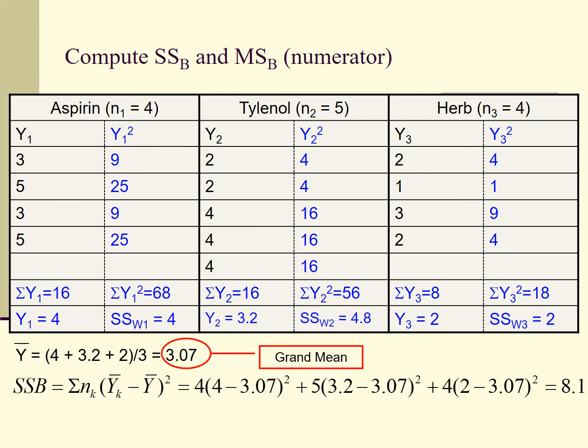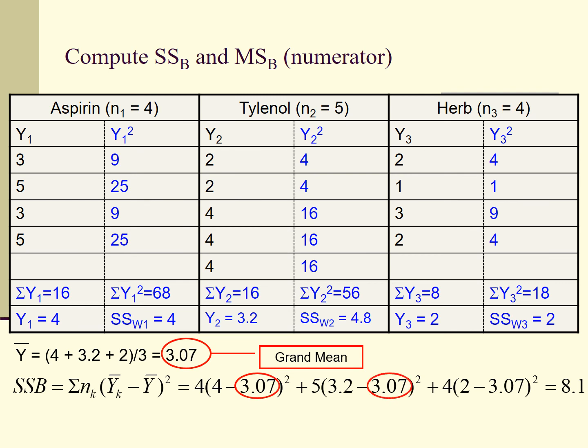Then SS between equals sigma n k multiplied by y bar k minus y bar, squared. So what does it mean? It means for each individual group, we multiply the sample size. As an example, for the aspirin group, the sample size is 4. Then we use the group mean minus the grand mean. So the group mean for the aspirin group is 4. The grand mean is 3.07. Therefore, it is 4 minus 3.07, and we square it.